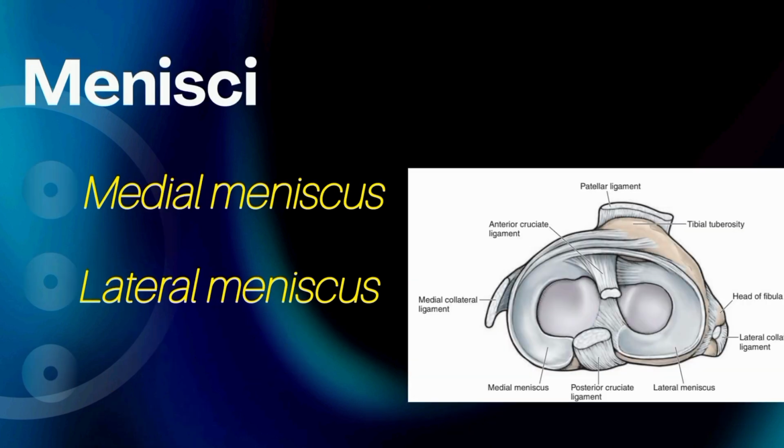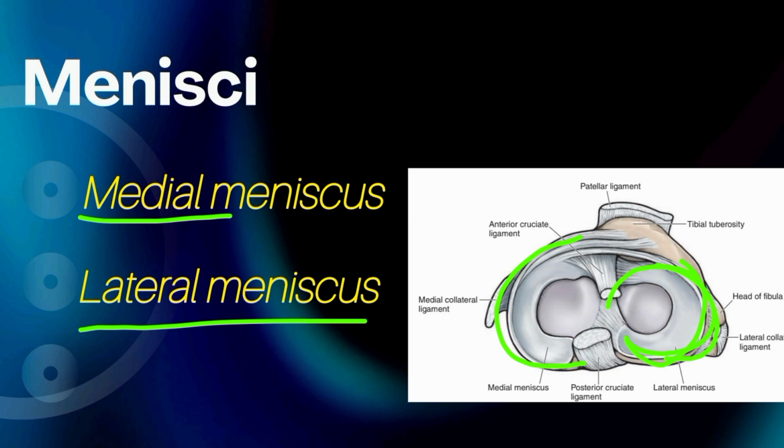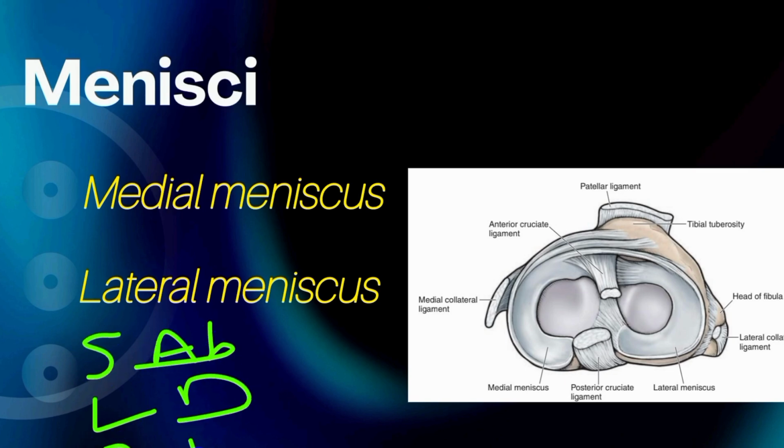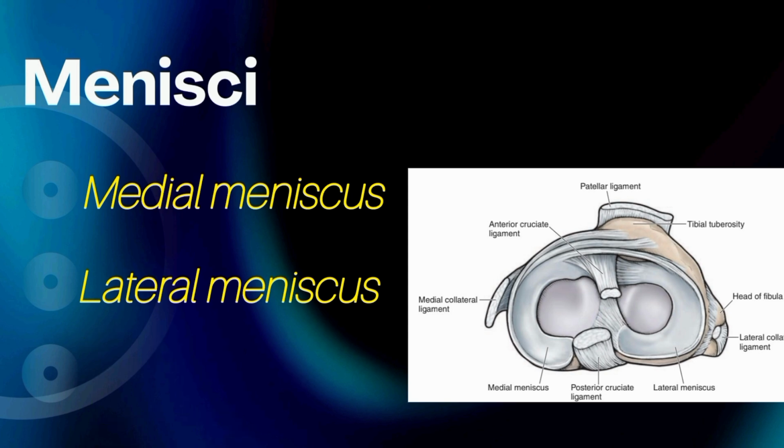The knee contains two menisci. The medial meniscus is present on the medial aspect of the knee joint. You can see this one is the medial meniscus, which is C-shaped and less mobile. Similarly, on the lateral side of the knee joint is the lateral meniscus, which is more circular and more mobile. The functions of the menisci are shock absorption, load distribution and joint stability. Clinically, the medial meniscus is more commonly injured.